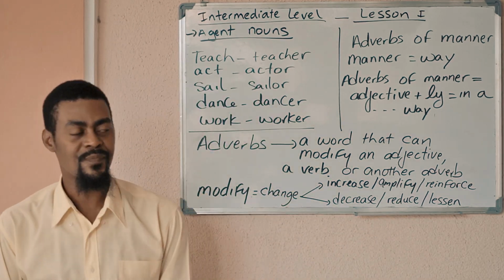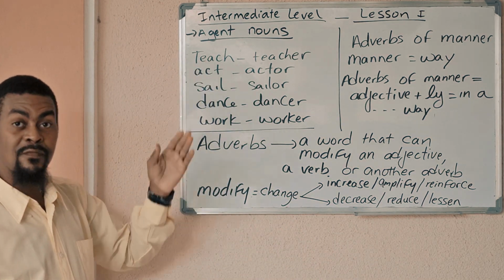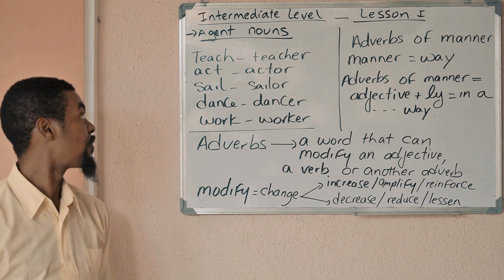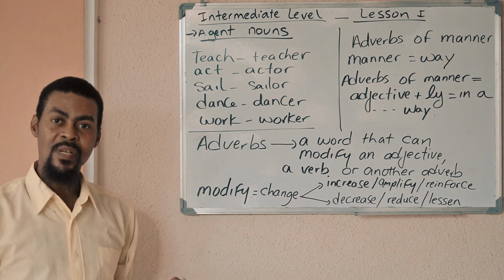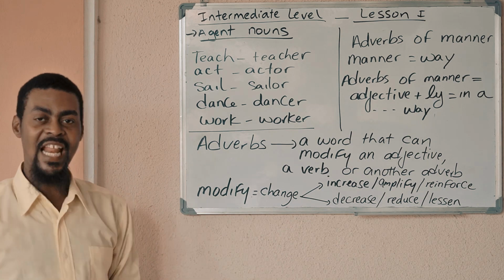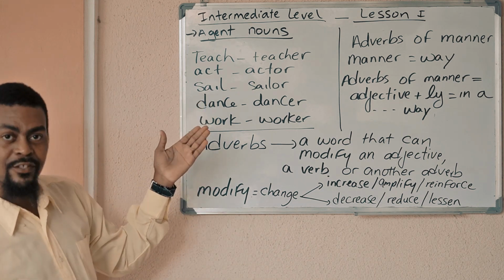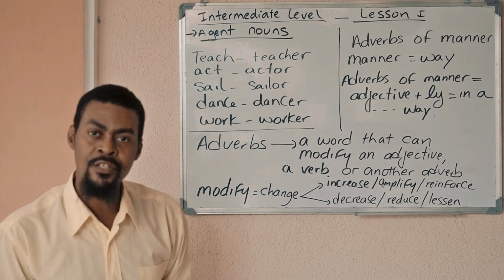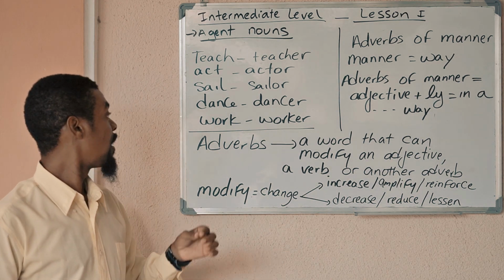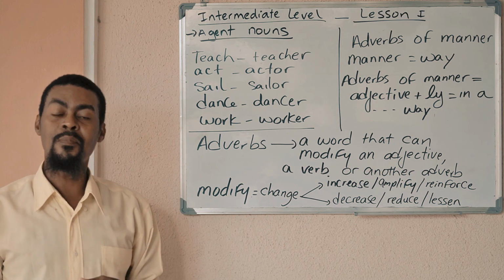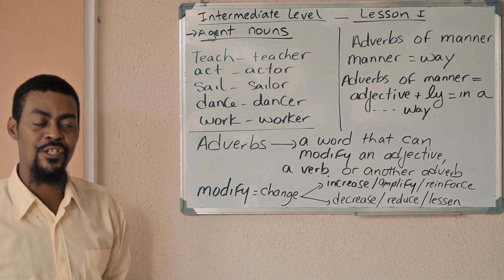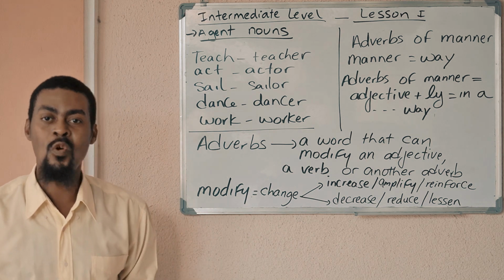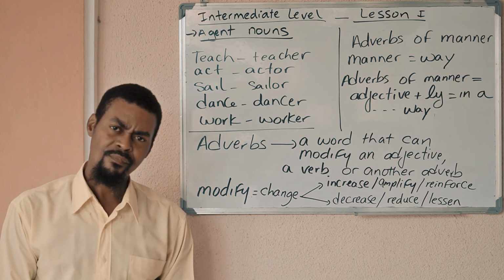Okay, let's look at this. Teach is the verb, and the person who teaches is a teacher. Act is a verb, and the person who acts is an actor or actress. Sail is a verb. The person who sails is a sailor. Dance is a verb, and the person who dances is a dancer. Work is a verb, and the person who works is a worker.